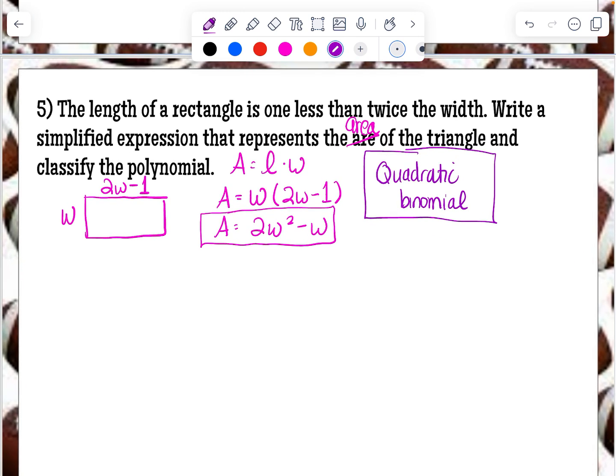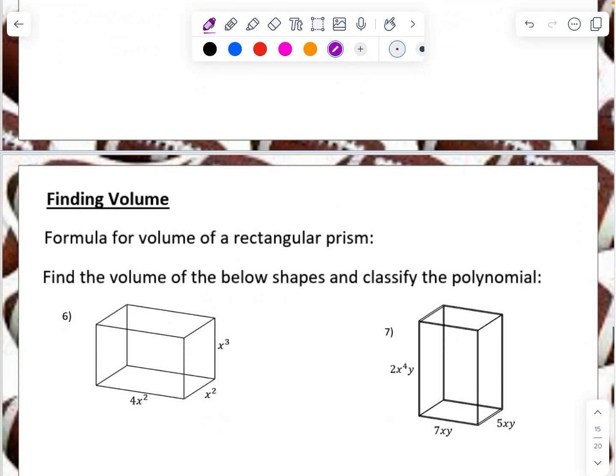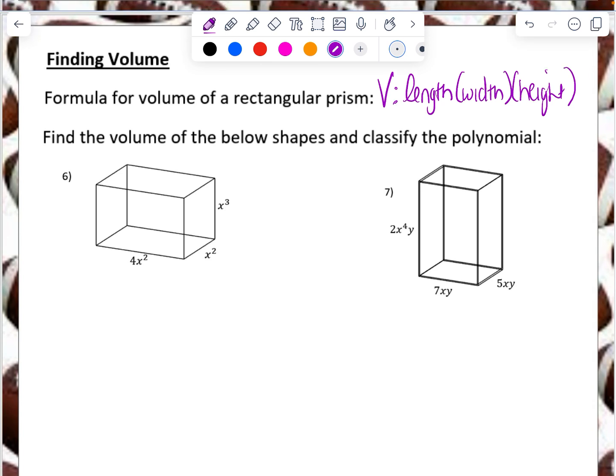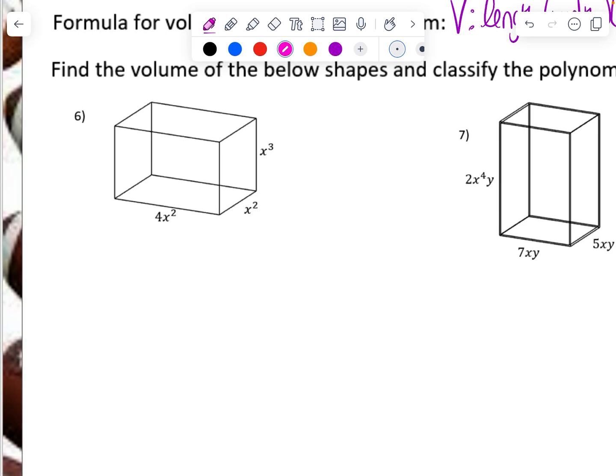All right, and the last couple examples will have to do with volume. Volume is length times width times height. So if I'm finding the volume of a shape, it's length times width times height. So we're going to go ahead and find the volume of the shape and classify the polynomial. So my volume is length times width times height. I know it doesn't matter which one I choose for length or width or height.